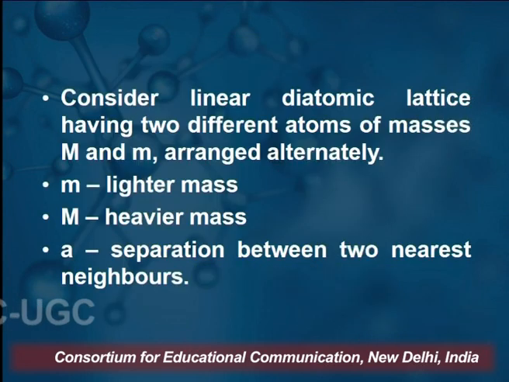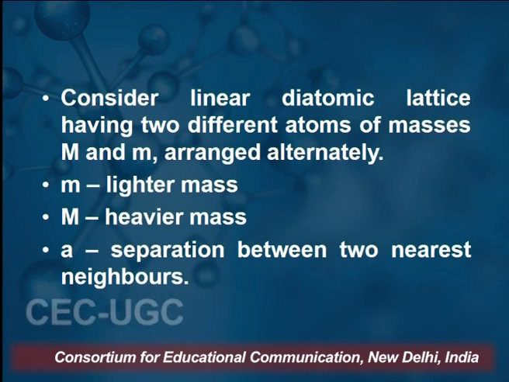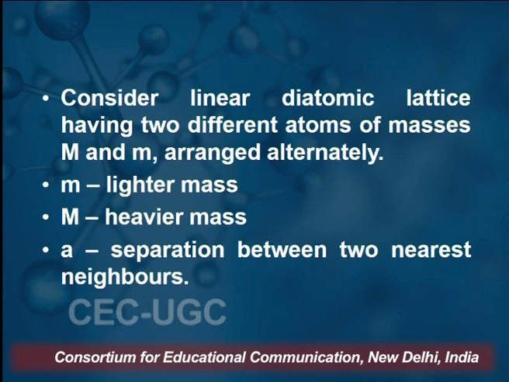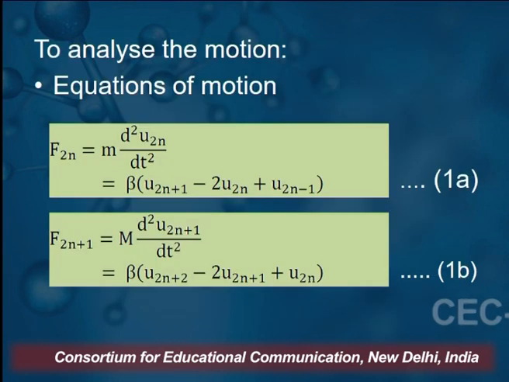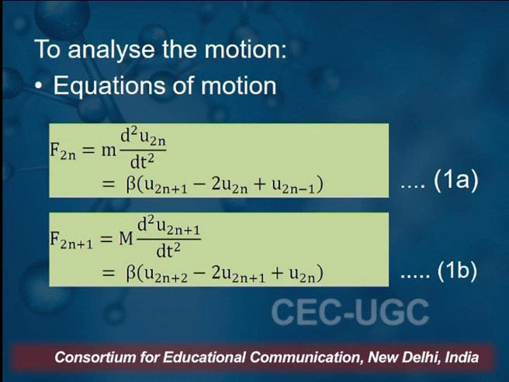So, I am considering two different masses, and let a be the separation between the two nearest neighbors. That means two of the lighter masses, small m, will be at a separation of 2a. Two nearest neighbors, that is one heavy mass and a lighter mass, will be at a separation of a, and two masses of the same mass will be at a separation of 2a. Let beta be the spring constant.